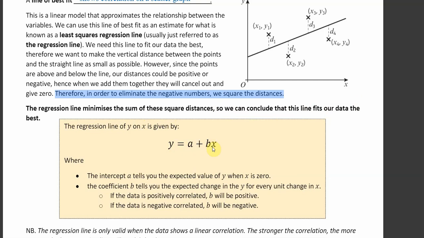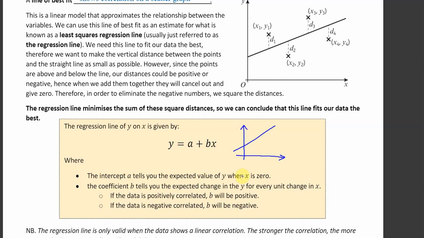Of course it's a line, therefore that fits the general form y equals mx plus c. So here b is the gradient of that line and a is the y-intercept. The intercept a tells you the expected value of y when x is 0. Now in a question, x and y will have context. What are they actually measurements of? So you'll need to include that context in any answers.